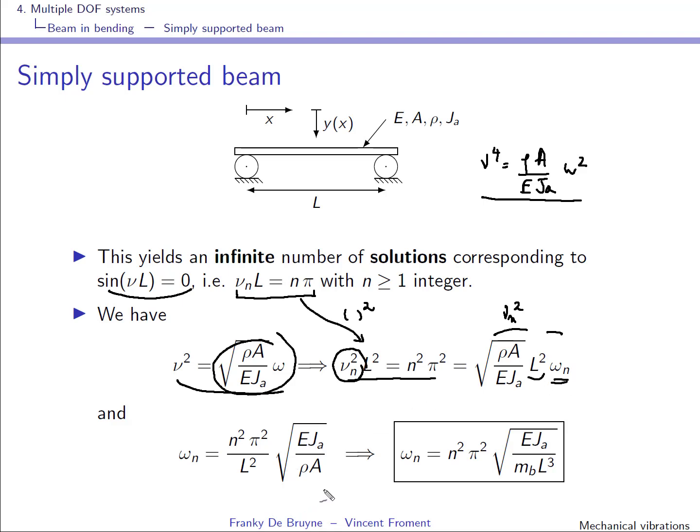We obtain this equation, okay, so we are going to put this one in here, and we obtain an L to the 4th, and remember that the mass is equal to density times volume. So we finally end up with this equation, and that tells you that there are an infinite amount of eigenfrequencies, and they are parameterized by this index n, an integer going from 1 to infinity.